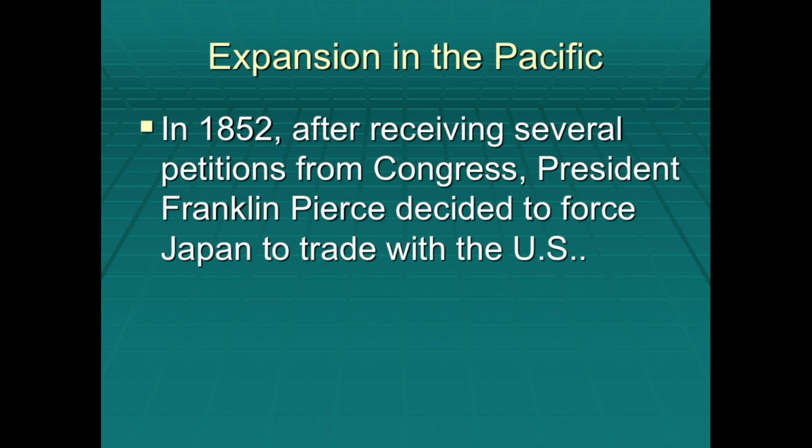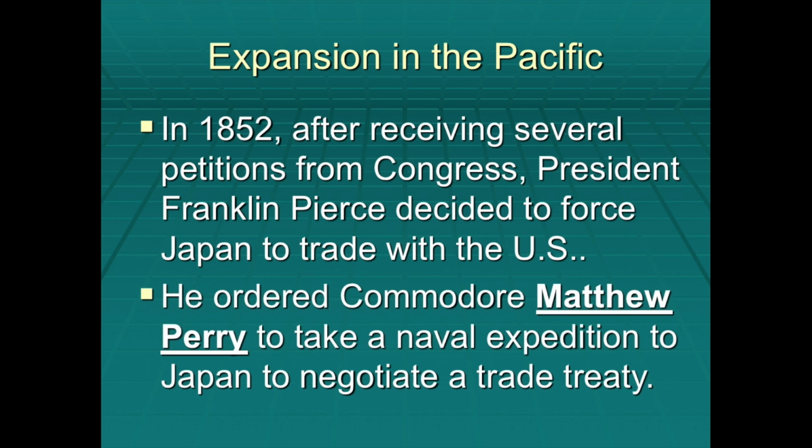Now, expansion in the Pacific. In 1852, after receiving several petitions from Congress, President Franklin Pierce decided to force Japan to trade with the U.S. So this is economics via military backing. He ordered Commodore Matthew Perry, a significant figure in what's happening here, to take a naval expedition to Japan to negotiate a trade treaty.